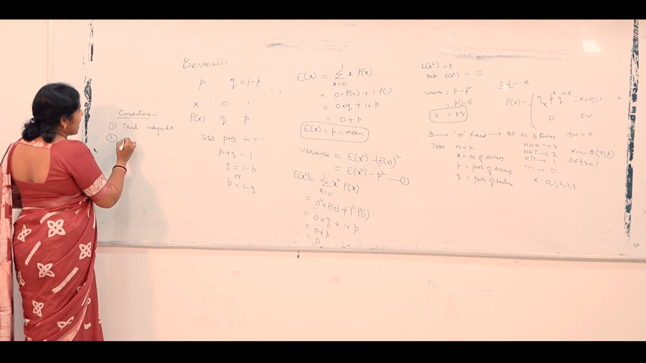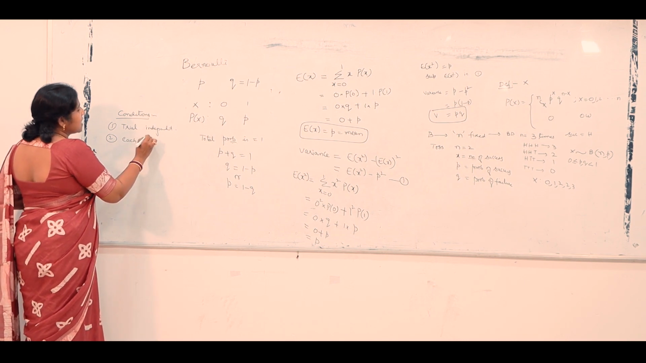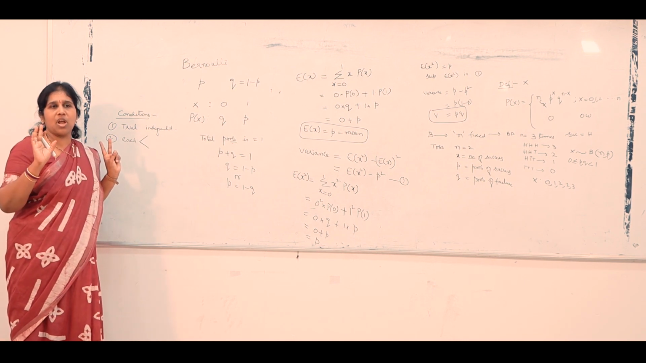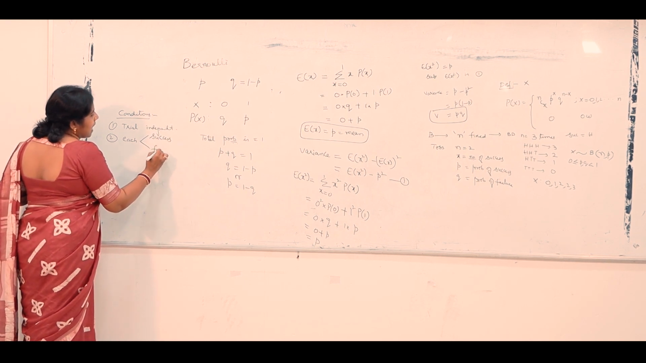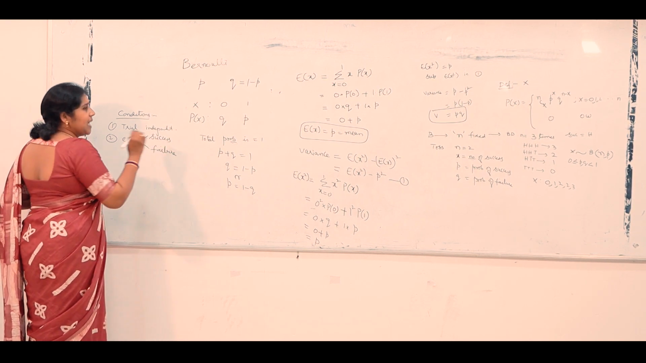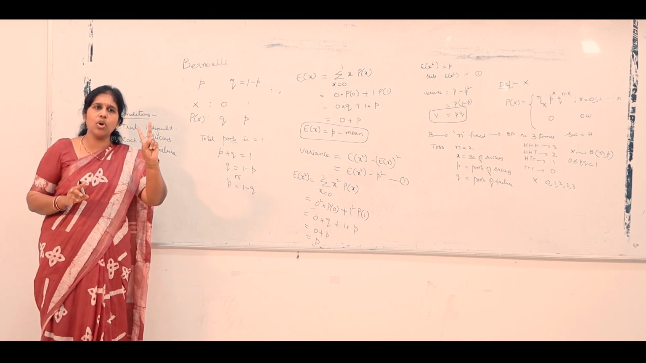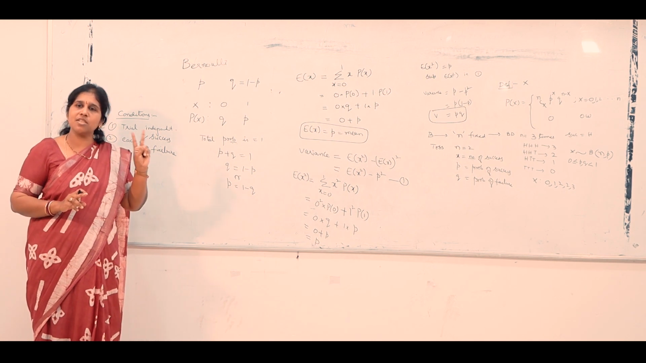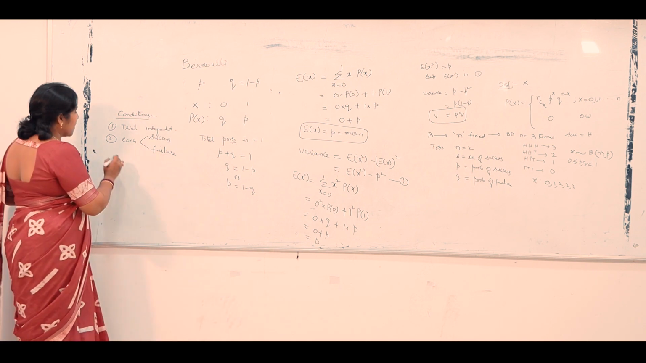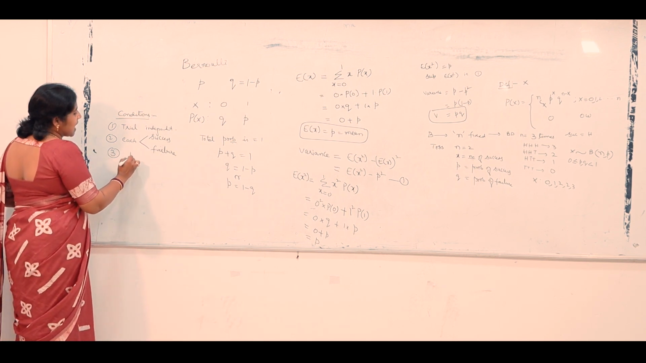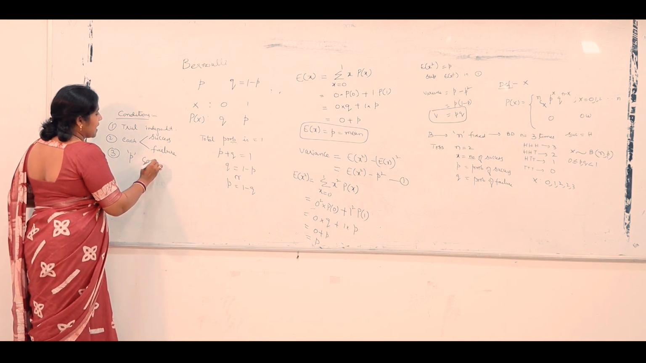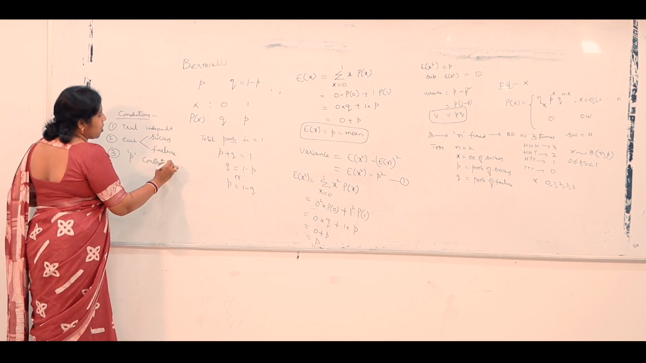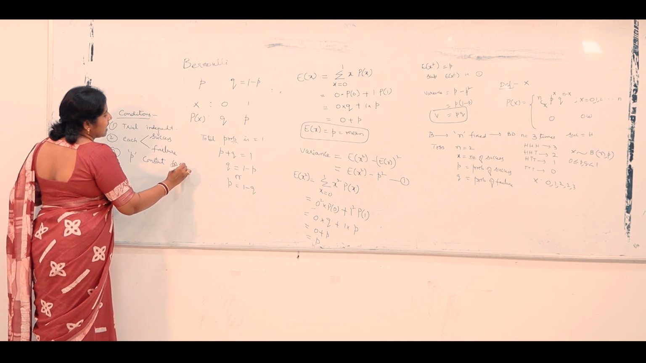And the second condition is, each trial results in any of two possible outcomes, that is, success and failure. Any experiment which results in only two possible outcomes, success or failure. And the third condition is, the probability of success P is constant for each trial.